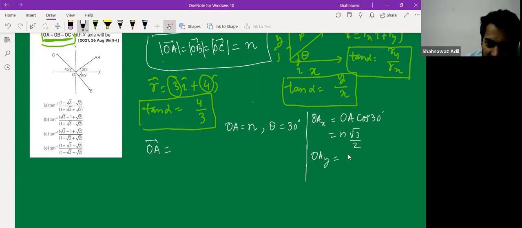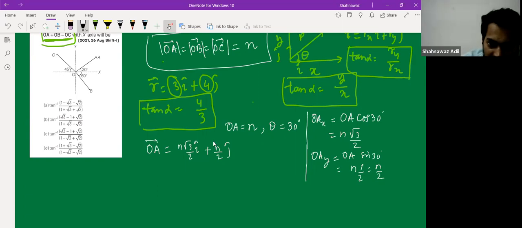OA sine 30. Right. So this is n, and sine 30 is what? 1/2. Yes, so this is n by 2. So you have calculated vector OA. This will be n root 3 by 2 i hat plus n by 2 j hat. Simple?